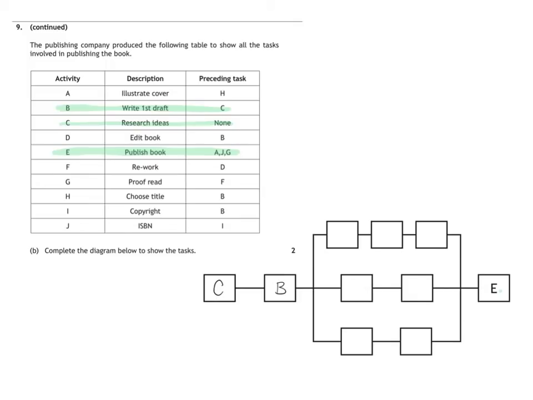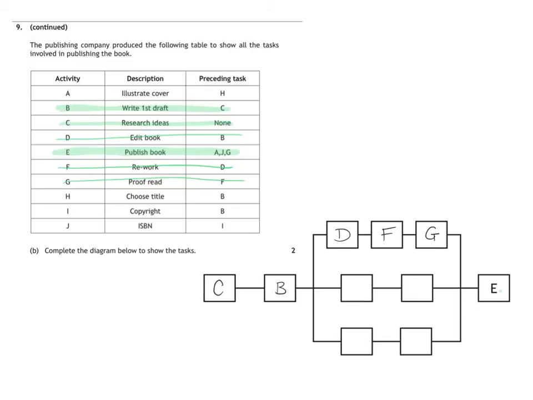Give me a second while I work out my colours here. Edit book is D, even not B. Requiring D was to rework the book, which was F. And then we needed to proofread it, which was G. So we've got D, F, and G, which are done. Just scoring those ones out there instead of actually highlighting them.